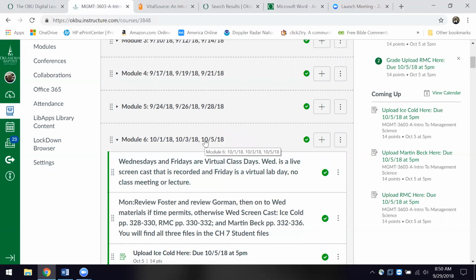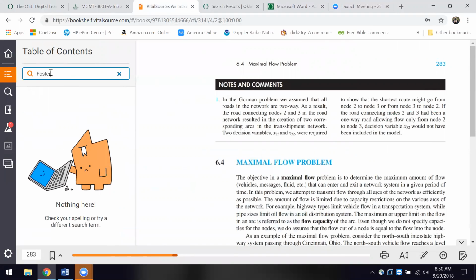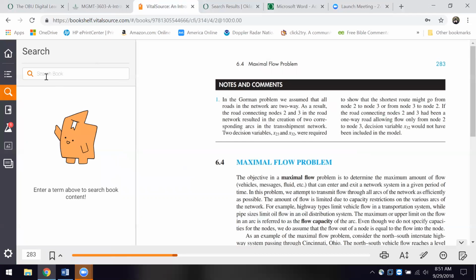This week is, of course, Module 6, all right? And I had made some notes here that we were going to review Foster and to review Gorman. So I'm going to go back up here, the Gorman case, and I'm going to go to Vital Source. I have my textbook up, and I'm going to look for Foster. Well, not the contents, I'll search the book. I'll look for Foster.